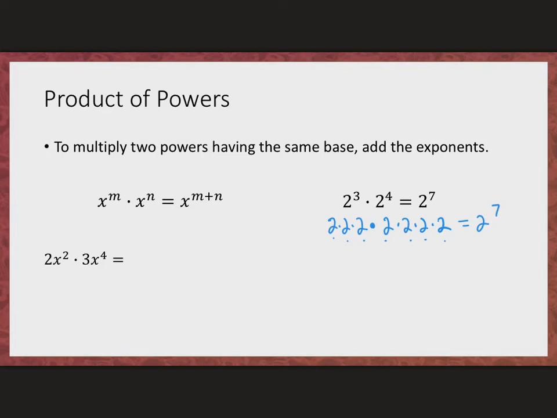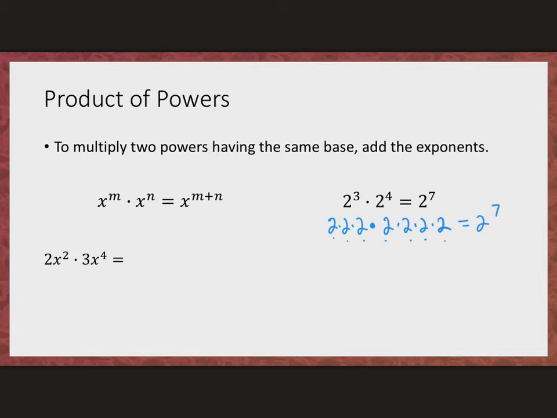That's pretty cool. And that's how it works. So the shortcut of that is if you have two numbers being multiplied and they have the same base, even if their exponents are different, you can multiply them together by adding their exponents. So let's see how this works with a combination of numbers and variables.